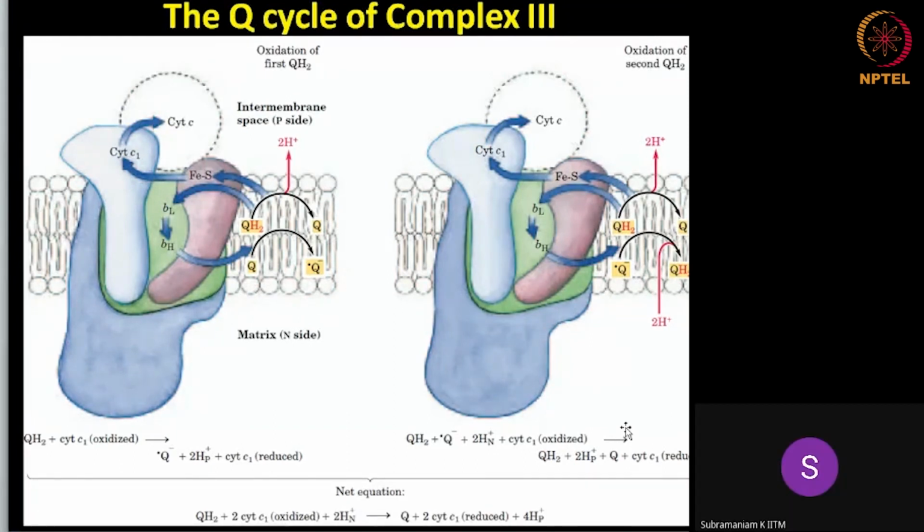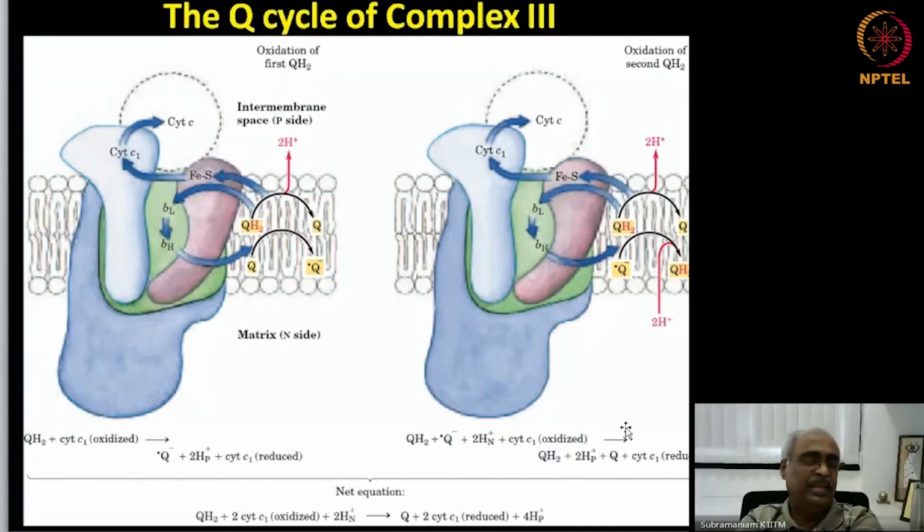So now, when you are thinking of ubiquinone, semiquinone, ubiquinol, this is not very difficult. But consider electrons going from FADH, even FADH2, let us not take.